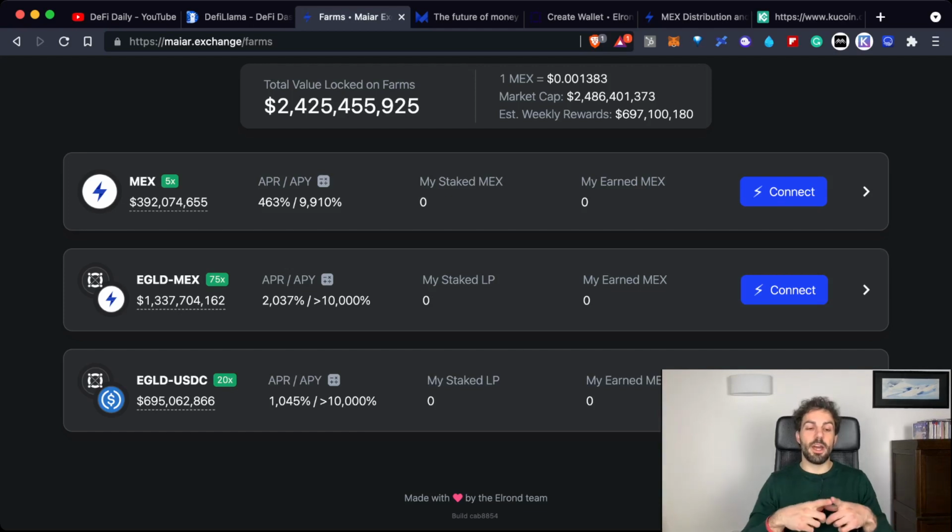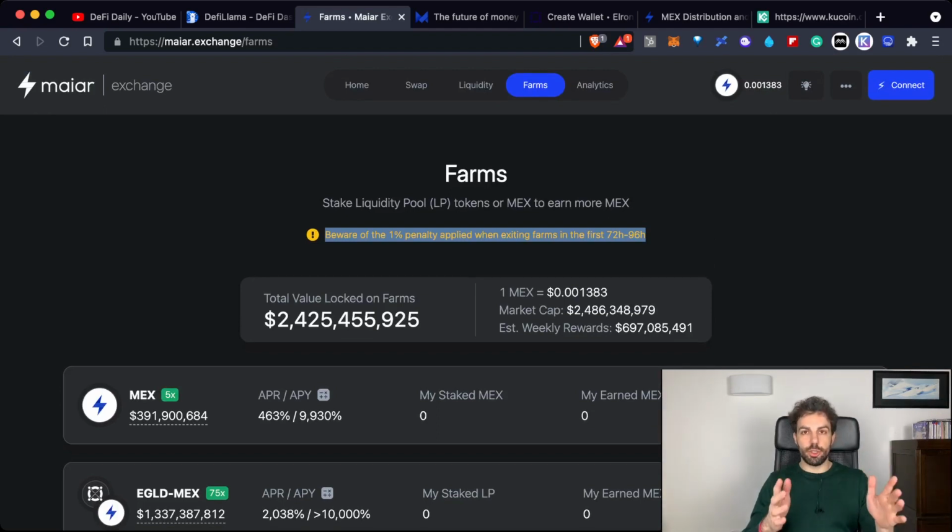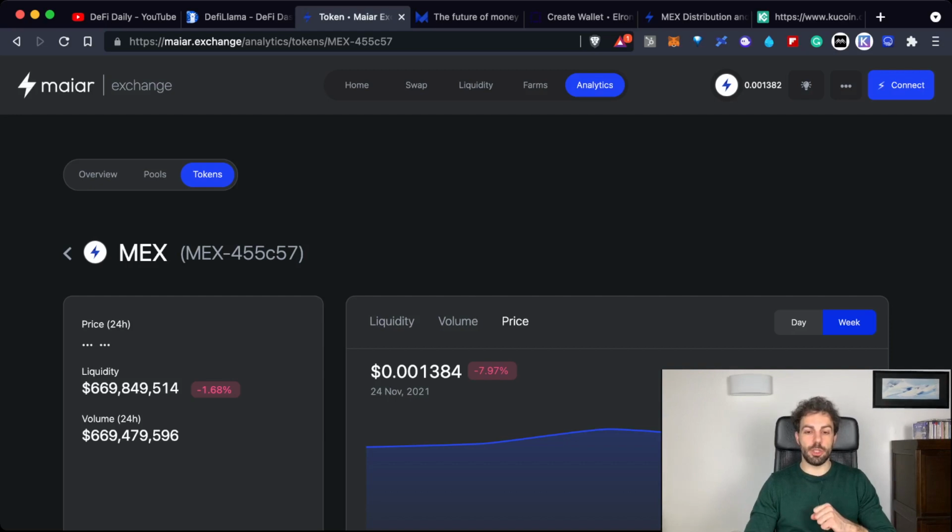So that's the reason why, even if the APR is much lower on the staking feature of a single asset, even in this case, do all your math because it could be even more convenient than just staking LP tokens. Another thing that you have to remember, as you can see here, beware of the 1% penalty applied when exiting farms in the first 72 hours, 96 hours. So it means that in order to not pay a penalty fee, you will have to wait for at least 4 days. But let's have a look at how it works.